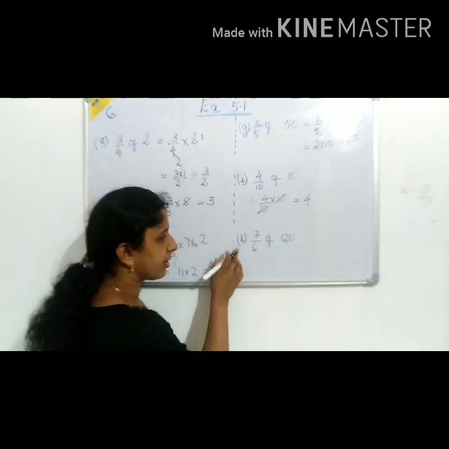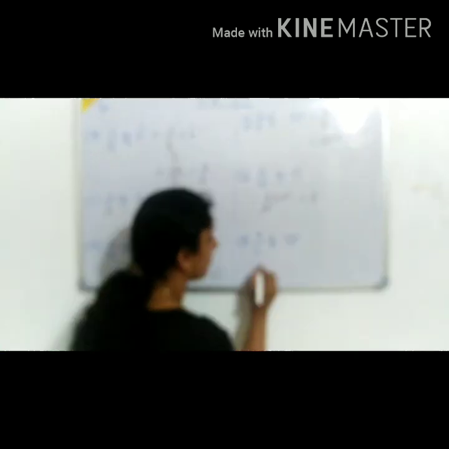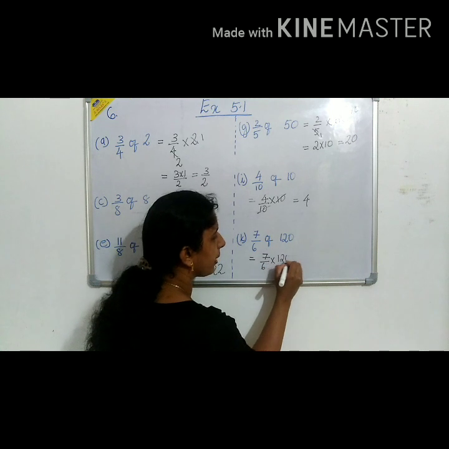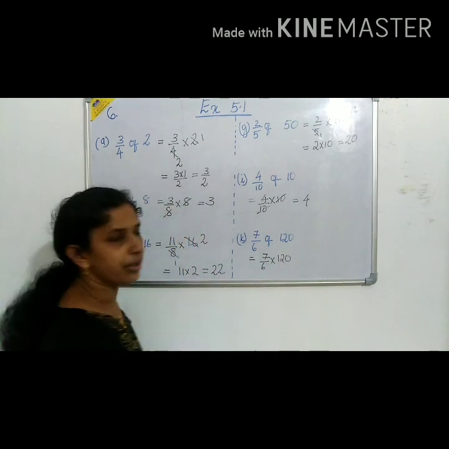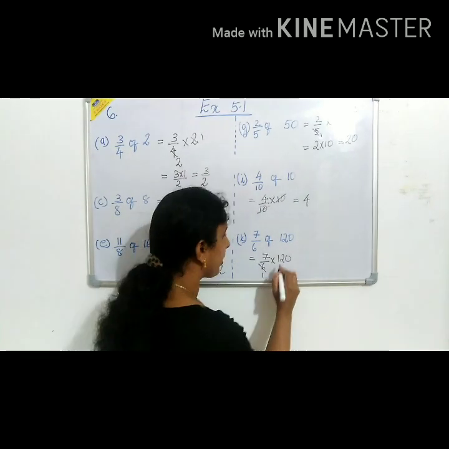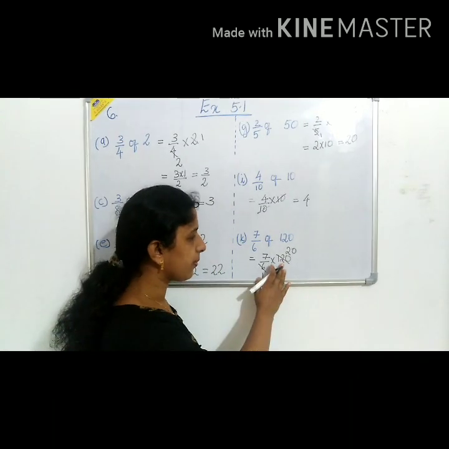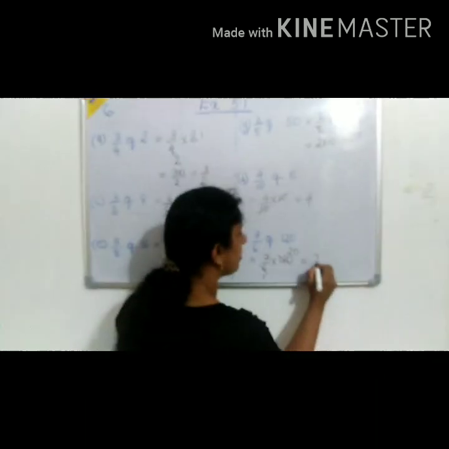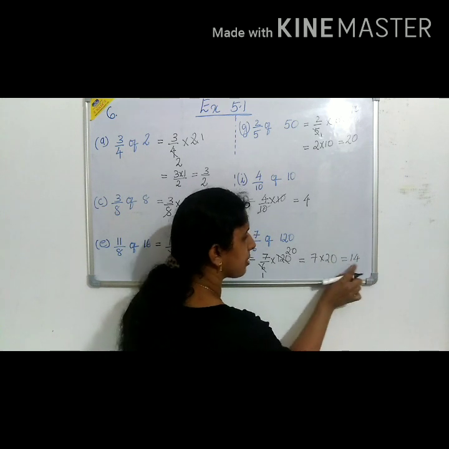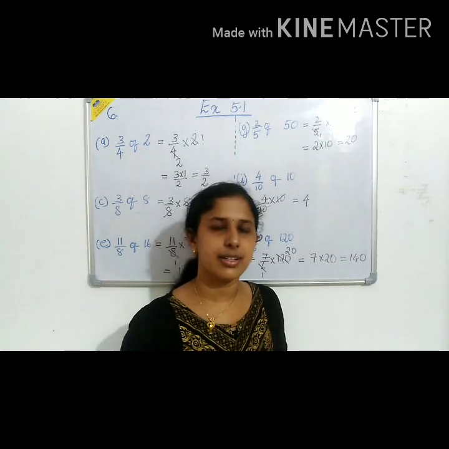Now next question, question number K. 7 by 6 of 120. This is equal to 7 by 6 into 120. Here 6 and 120 you can cancel. 6 by 6 become 1. And 20 into 6. 20 into 6 are 120. So this is equal to 7 into 20 and this is equal to 7 2s are 14. So 7 into 20 is equal to 140. So answer is 140.